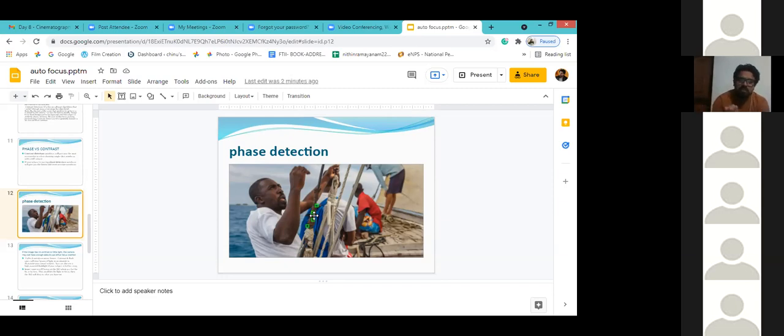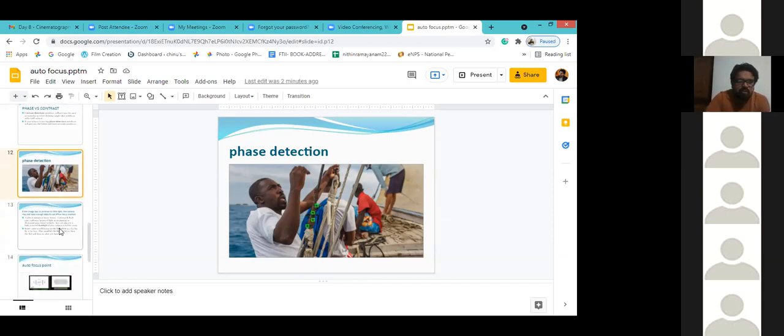But in face detection, whatever the motion or movement you are taking, your sensor or your autofocus system will track that movement and give the information to the camera, to the lens, और वो focus कर लेगा.